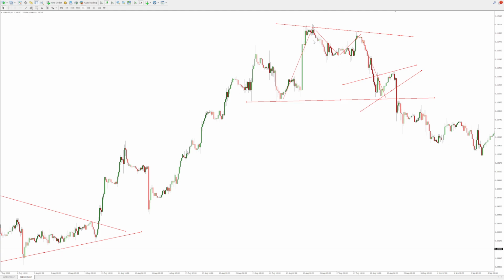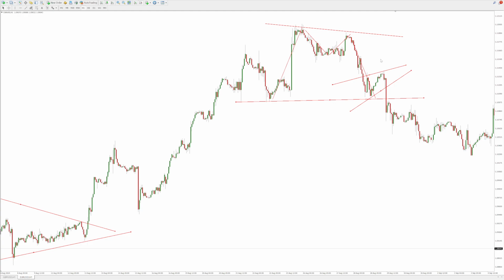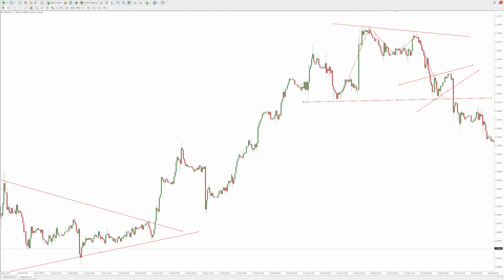Nothing to do with the wedge pattern, but it's just another pattern to be aware of. It would be rude of me to just ignore it when I've seen it there. I think it's important you know as many of these chart patterns as possible. I do have videos on many different chart patterns, candlestick patterns, and I will continue to do more if you find them useful.